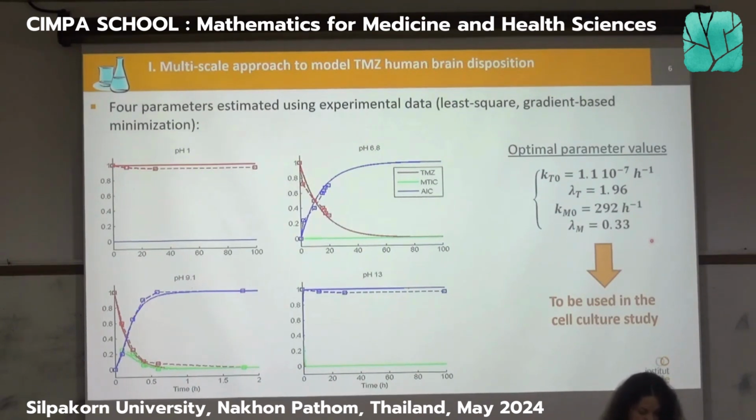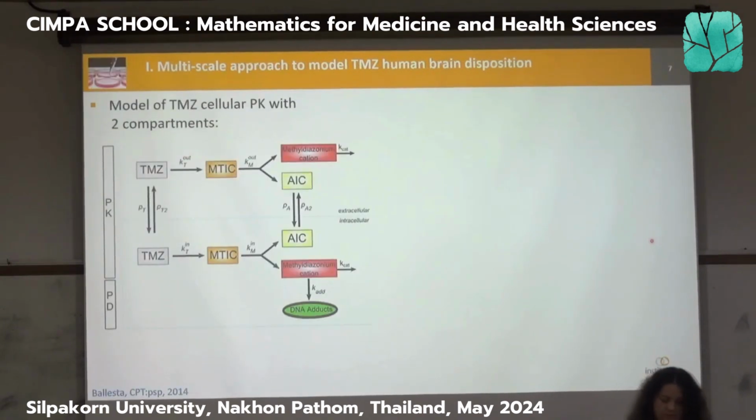That's the second step. So this is the mathematical model we have designed for the pharmacokinetics of temozolomide in the cells. So now we do have cells. You have 2 compartments: an extracellular compartment here, and an intracellular compartment here, and this is the cell membrane, okay? And as you can see, part of the model was actually inferred from the first step in the buffer solutions.